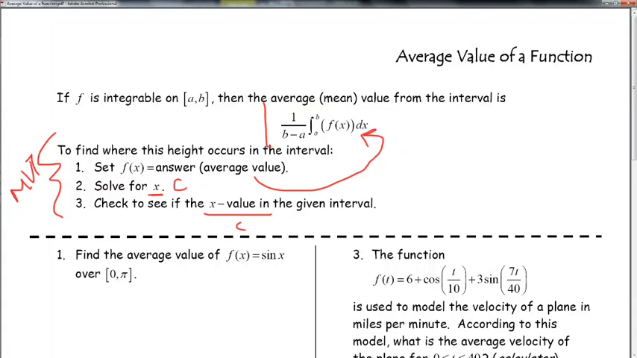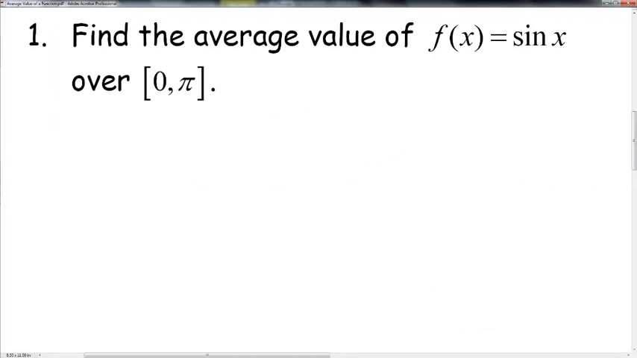And so right now we're just going to practice using the 1 over b minus a from a to b of f of x dx. So number 1, find the average value of sine over 0 to pi. And so what we're going to do is 1 over b minus a. Well, that'll be pi minus 0, which is pi, but I'll go ahead and write it. And then from 0 to pi of sine x dx.